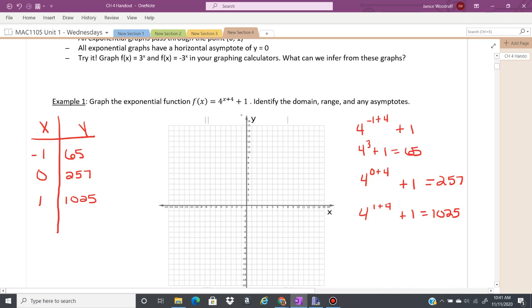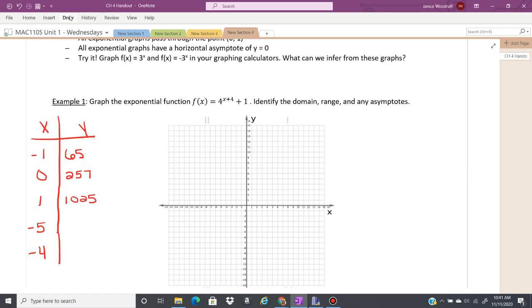65 is still up here, and it is rising as we go up. So let's try and get closer. Let's go a little bit further back. So I'm going to do -5 and -4 as well, so I can get some points. All right, so let's see. Let me just erase this here. All right, so if I plug a -5 in, I'm going to get 4 to the -5 plus 4 plus 1.